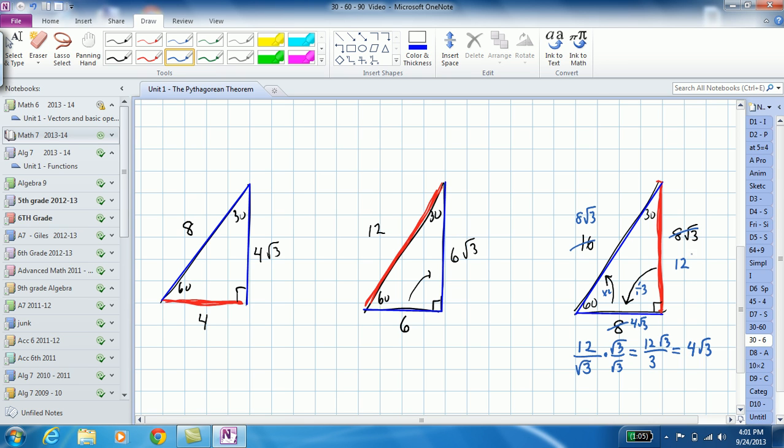So this is perhaps the hardest one. When it doesn't have the root 3 already in it, you still have to divide by root 3 to go to the short leg, and you have to double it to get to the hypotenuse. I hope that helps. It's a summary of our work with 30-60-90 triangles.